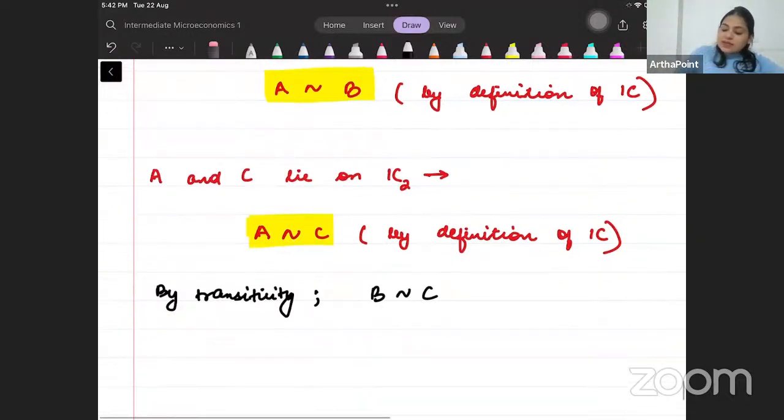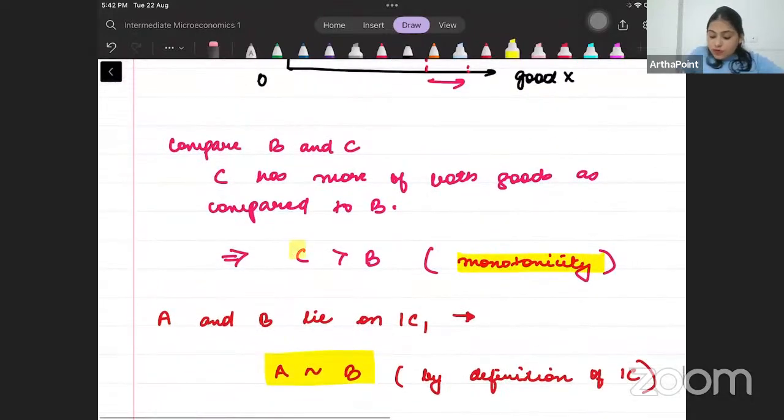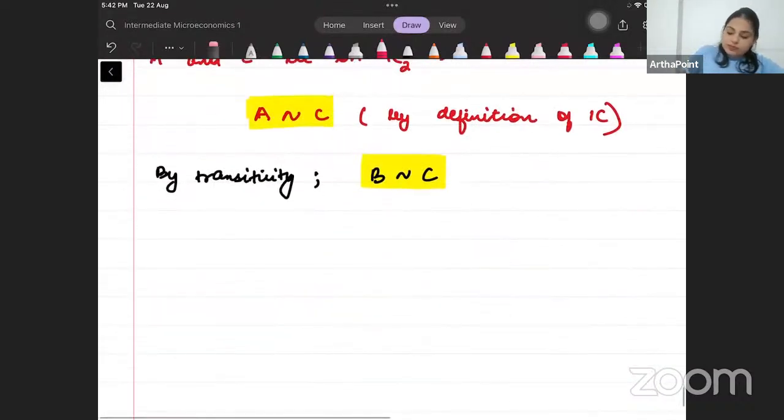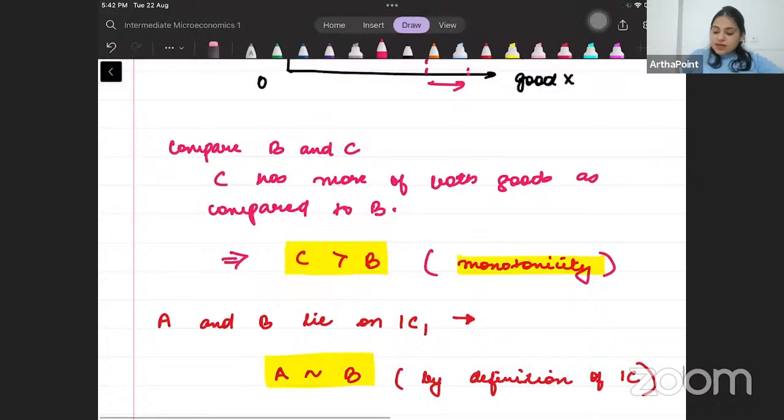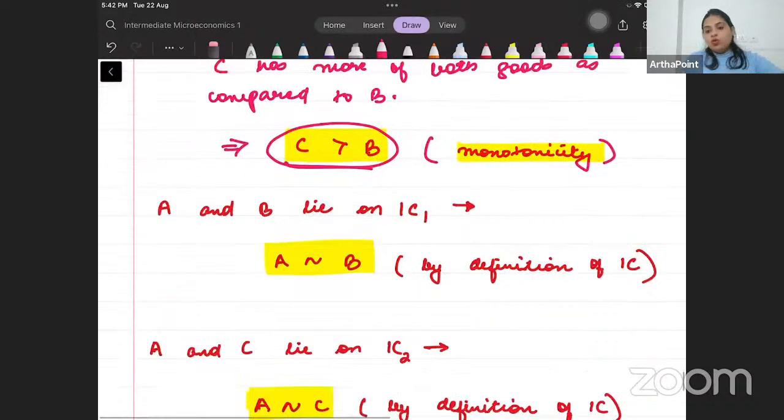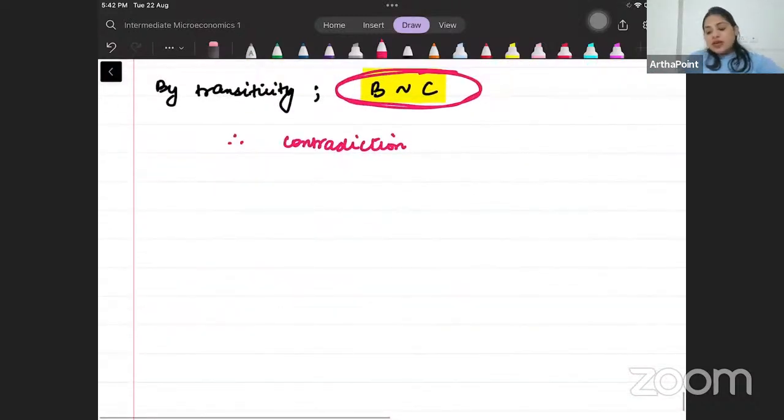So this implies that B and C should give me the same level of satisfaction. But I just proved that C gives me more satisfaction than B. So therefore, contradiction. This tells me that B and C give me same level of satisfaction. This tells me, beta, that C gives me more than B. दोनों चीजें तो नहीं हो सकती ना. So therefore, you cannot have ICs that cut each other.